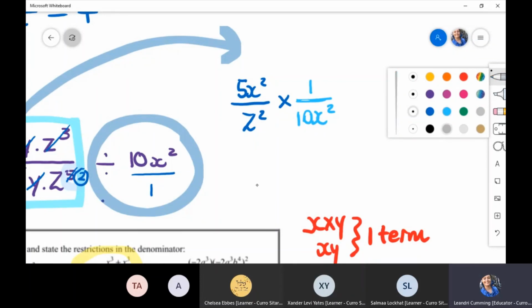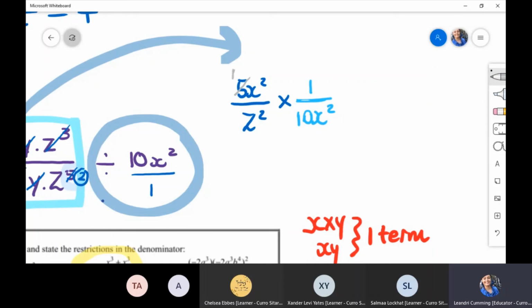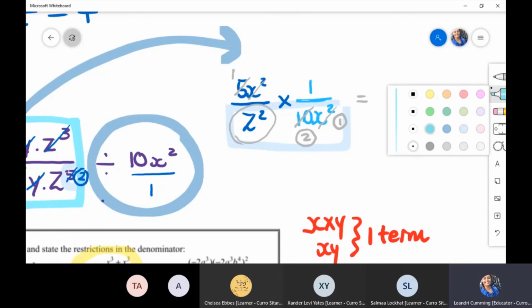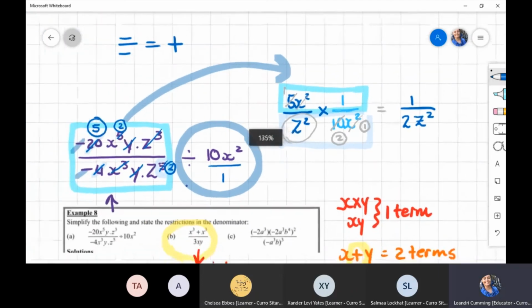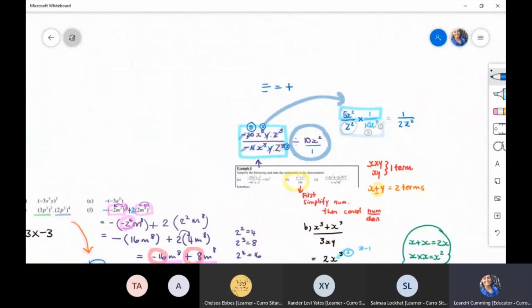We are going to say 5 divided by 5 is 1. 10 divided by 5 is 2. X to the power of 2 divided by x to the power of 2 is 1. And what is left is the denominator. So really be careful to see what is left in your denominator and what is left in your numerator, okay, in that order. And what is left here is 1 times 1 at the top. And in my denominator, I have a coefficient of 2 and I have a variable of z to the power of 2.